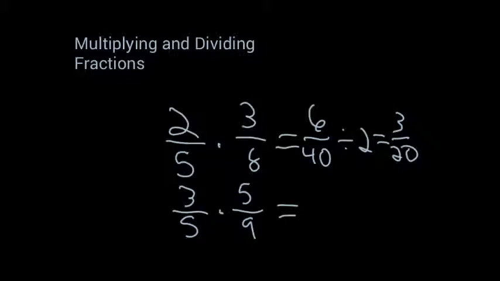So I can look at the 5's, and 5 goes into 5 once, 5 goes into 5 once, 3 goes into 3 once, 3 goes into 9 3 times, and now multiply. 1 times 1 is 1, 1 times 3 is 3, so it's 1/3. If I hadn't, I would have ended up with 15/45, which reduces to 1/3 anyways. And I'll show you a couple more of those.